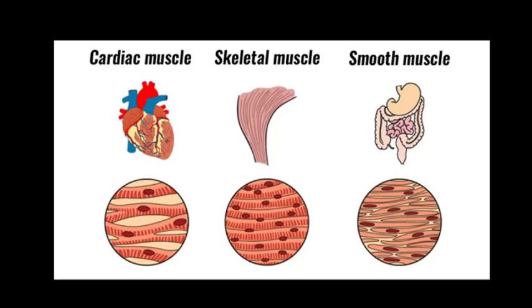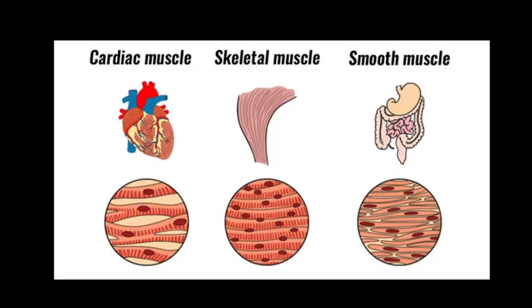Next are the skeletal muscles. The muscles whose two ends are attached to the different bones in our body are called the skeletal muscles. They are voluntary muscles, for example, your legs and your hands. This gives shape to your body.